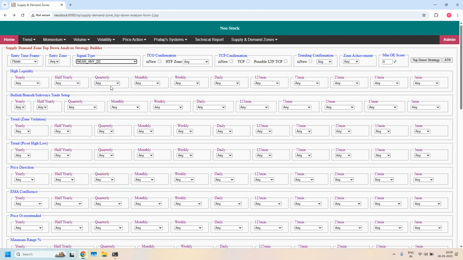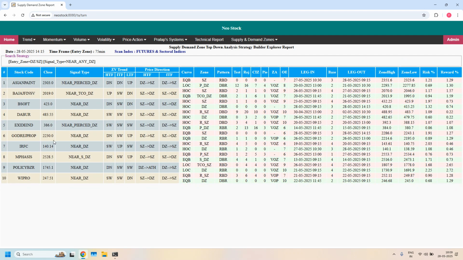Stocks near to the 75 minutes demand zone. We got 10 stocks. Let us look for high liquidity 75 minutes demand zones. Emphasis is having a 75 minutes high liquidity demand zone. That's it. Only one 75 minutes high liquidity zone we identified from this list.